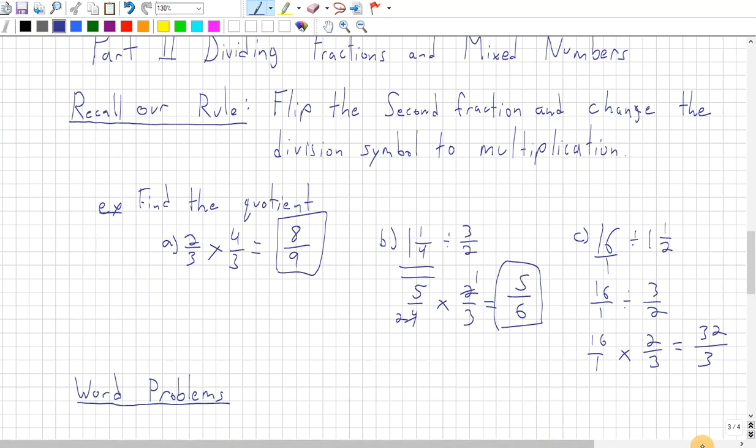This is an improper fraction. I know that 3 goes into 32 10 times because 10 times 3 is 30. And I'm going to be left with 2 left over. So my final answer is 10 and 2/3.